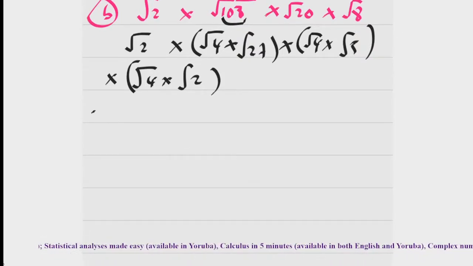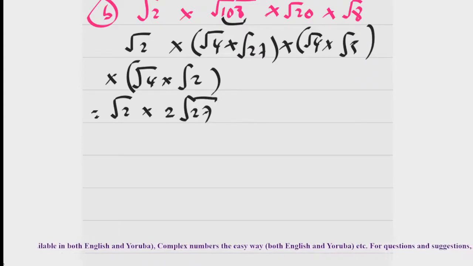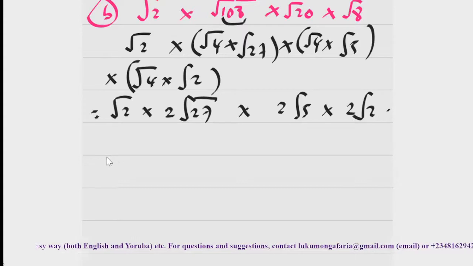So then if I simplify further, I have root 2 multiplied by 2 root 27. Is that okay? Then multiplied by 2 root 5, multiplied by 2 root 2. You understand now? So multiplied by 2 root 2. Okay, so let's see, can we simplify this further? Is it possible? I think it is.